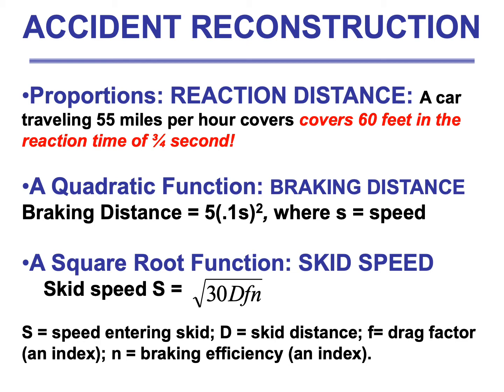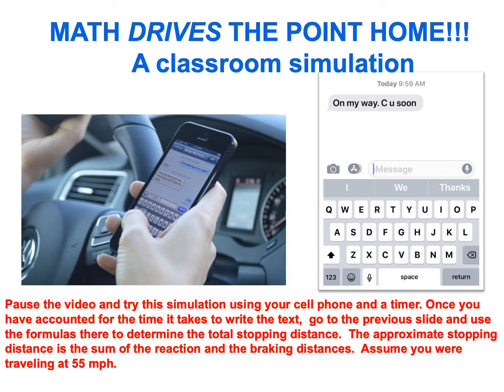The reaction distance formula is a simple arithmetic calculation, and the braking distance formula is a quadratic function. You will be asked to refer to and use these two formulas in the activity on the next slide. The usual reaction time for a driver is about 3/4 of a second. That is, it takes about 3/4 of a second for an alert driver from the time he or she realizes the brakes need to be applied to the time the foot hits the brake pedal. A car traveling at 55 miles per hour is traveling at about 80 feet per second.